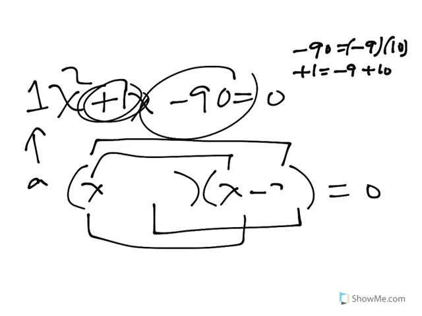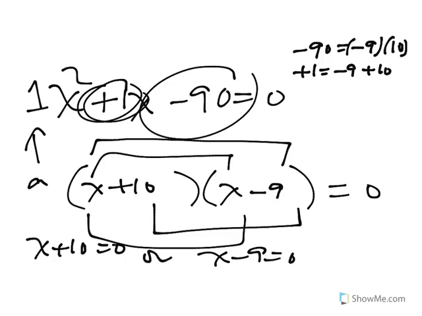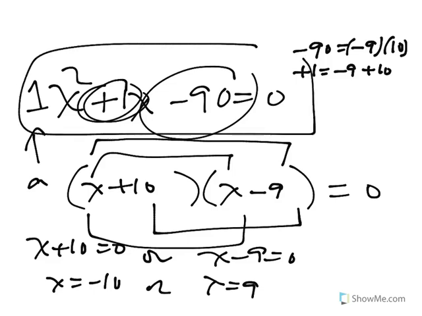And if so, those are the two numbers, and that means x plus 10 equals 0, x minus 9 equals 0, either of those. So x equals negative 10 or x equals positive 9 are solutions to this equation. You could test them out. Negative 10 squared is 100, plus 1 times negative 10 is negative 10, so 90, minus 90 is 0. On the other hand, 9 times 9 is 81, plus 9 is 90, minus 90 is 0.